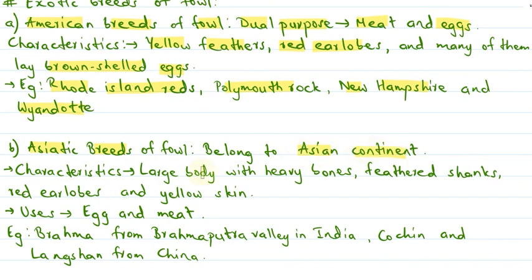Okay. So they are characterized by large body with heavy bones, feathered shanks and red earlobes with a yellow skin. Alright. So they are used for what? For egg and meat purposes. So the important breeds of this class are Brahma from Brahmaputra Valley in India, Cochin, and Langshan from China.